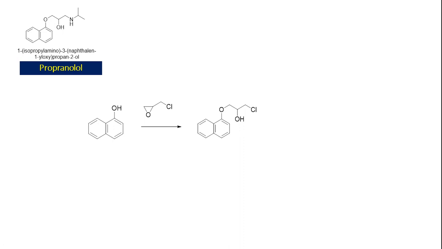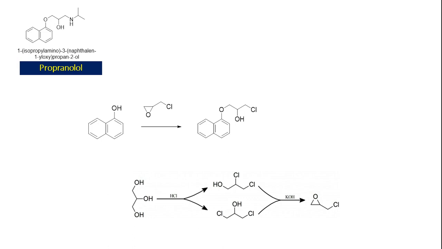Epichlorohydrin. Since this epoxide ring is highly reactive, it opens up upon reaction with a hydroxy group. This is established chemistry, and thereby we can get this compound. Between the epoxide and the C-Cl, the hydroxy group can react with both, but the epoxide is highly reactive, hence we get exclusively this product.